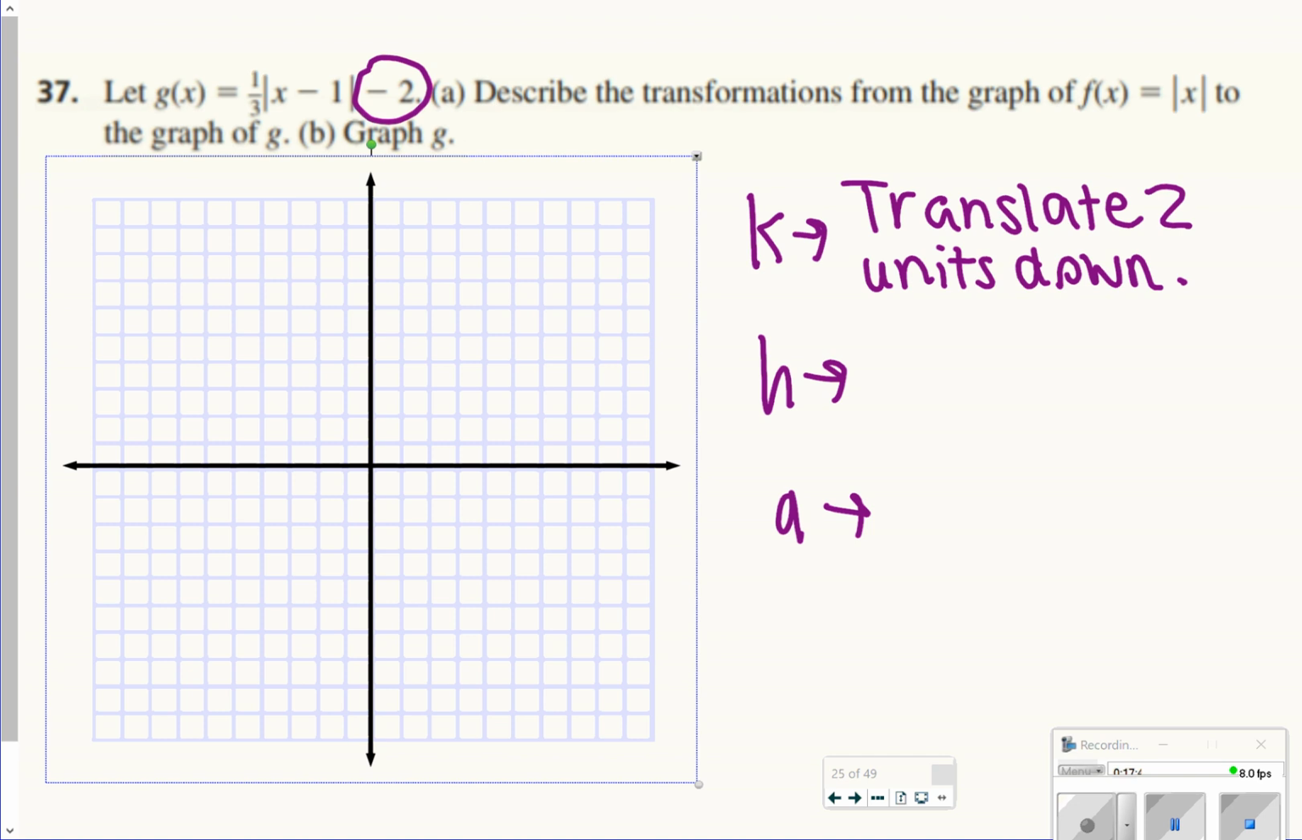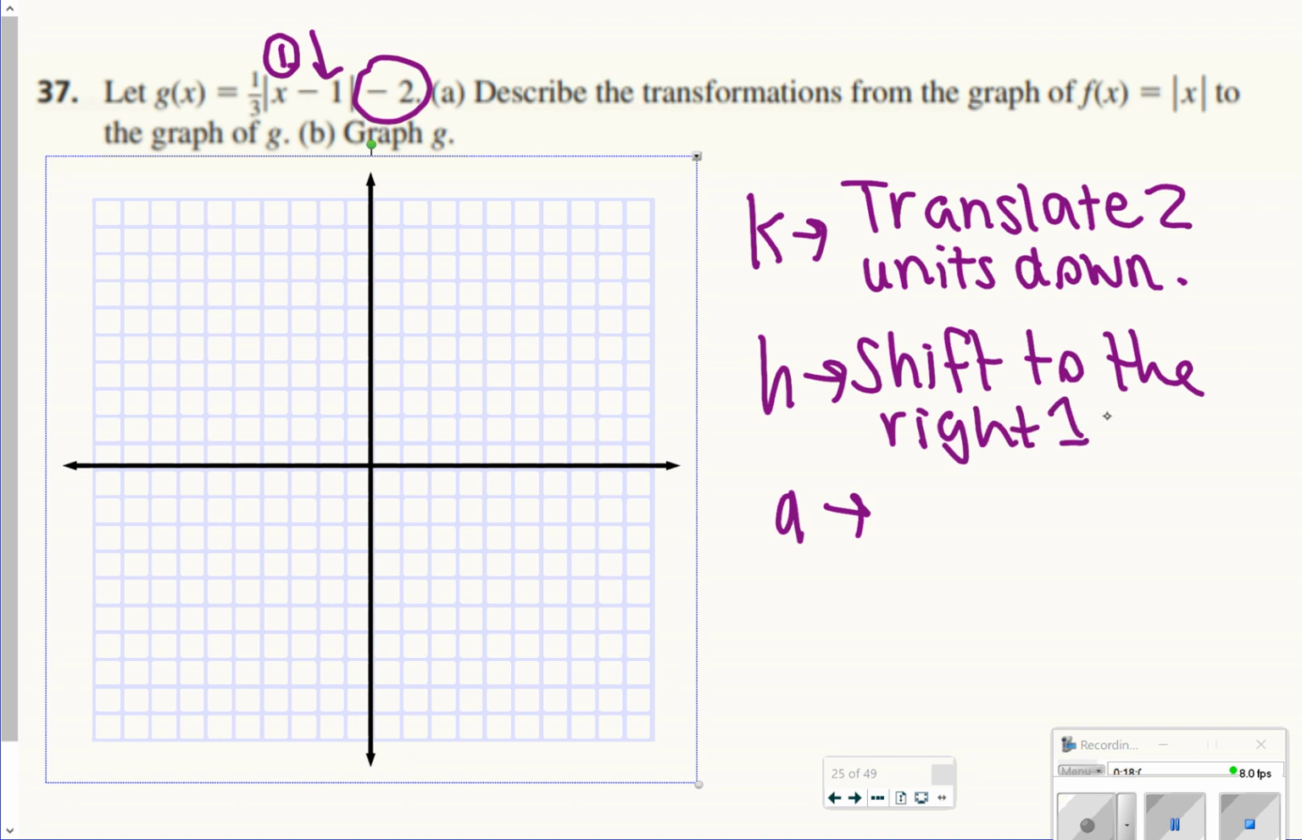Then I'm going to look at my h. Remember, my h is in here. I do want my parent function to be able to equal 0. So if I want my parent function to equal 0, what minus 1 can give me 0? That answer is 1. So since h is positive, it would shift to the right 1. That would also be a horizontal translation.